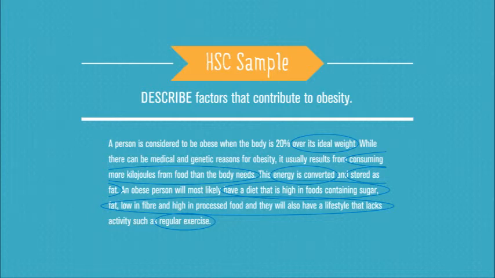and that a person who is obese may have a diet that's high in foods containing sugar and fat, low in fibre, and perhaps high in processed foods, and they also might be the type of person that has a lifestyle that lacks activity. So all of those factors, they are the factors that contribute to obesity, and that is a really good description of how obesity would come about. So it's not describing obesity, but describing the factors.